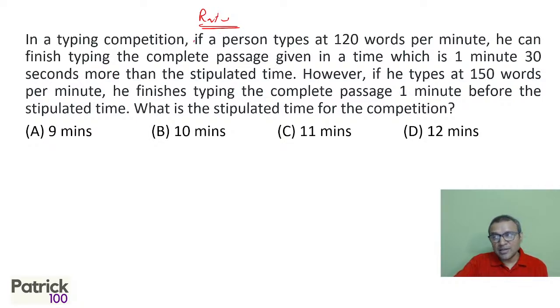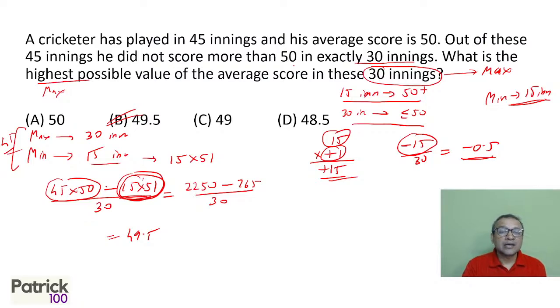Yeah, but that is for 30 innings. It is 50, not more than 50. But the remaining 15 innings has to be more than 50. No, then you will not get the answer. Options will not match. Look, what they asked is a cricketer. Cricketers, when they score runs, can't score half a run. They have to score full runs. So more than 50 means 51.